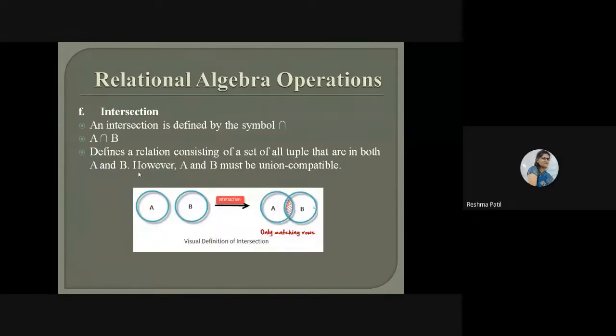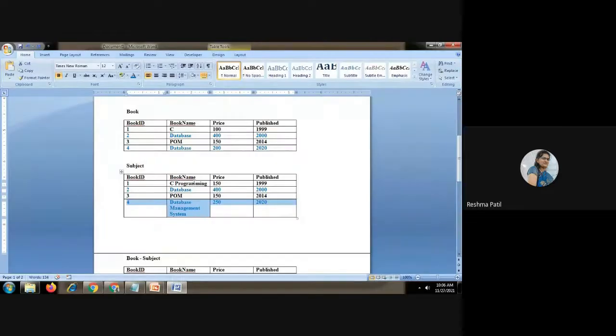Then intersection. Intersection means here also in this part we can show which are common in both. That is the intersection part. Here also you will check this database and POM, and here also database and POM. These two are common for these two tables. If you want to find the intersection, what is common between these two relations, that is the result of intersection.